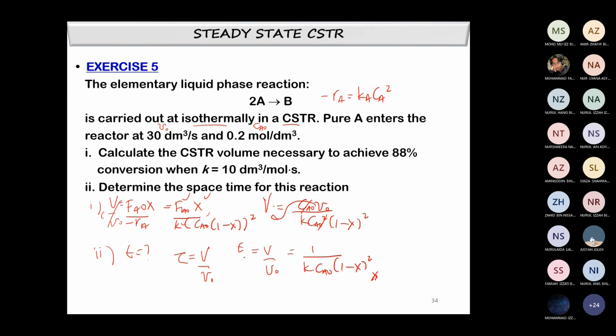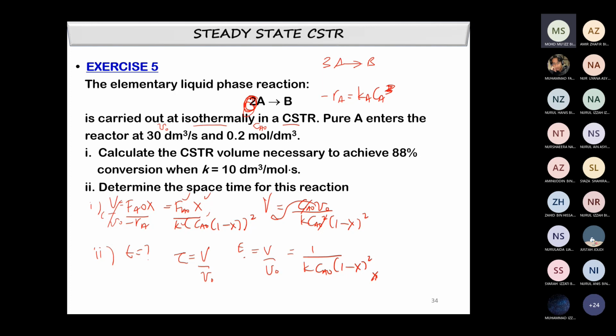Faham ke? Doktor, kenapa dia second order? Sebab ada 2A. Ada 2 ni. Alright, thank you. Tengok pada stoichiometry ni. Kalau saya 3A equals to B, so dia akan jadi letak sini 3.